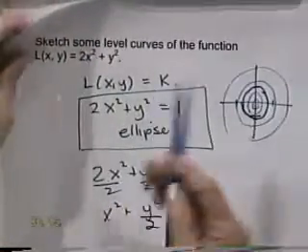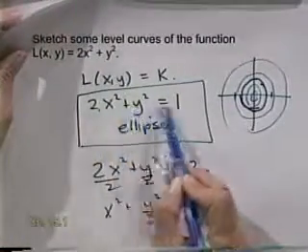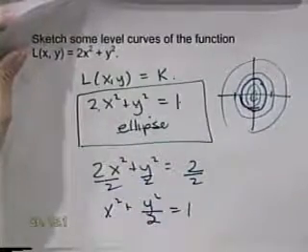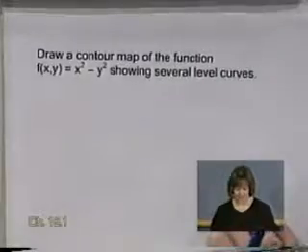Okay? So the big thing to realize is when you got x squared plus y squared equals a number, you've got yourself an ellipse. Okay? We all doing okay? All right.